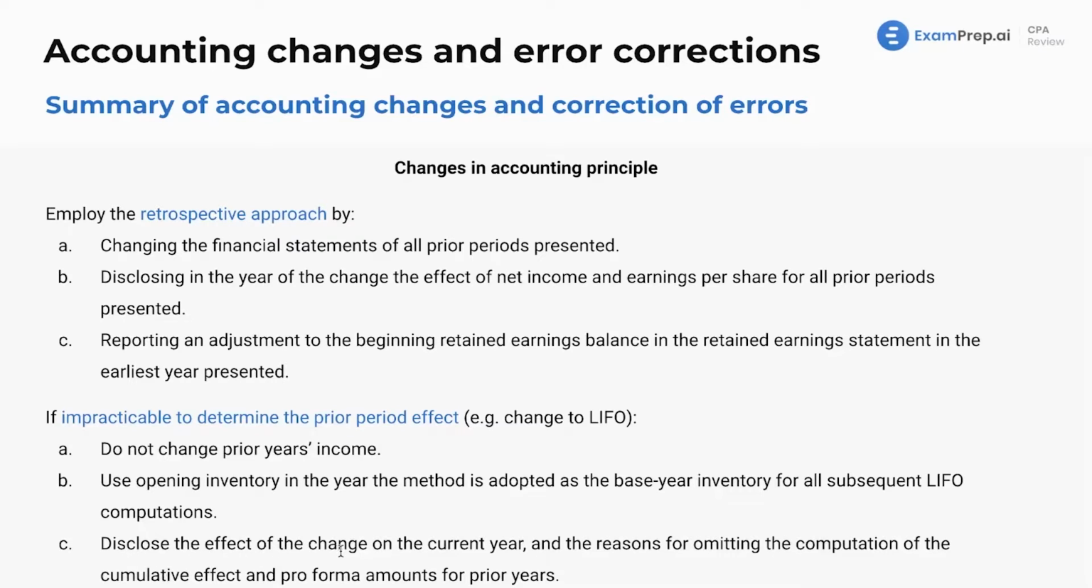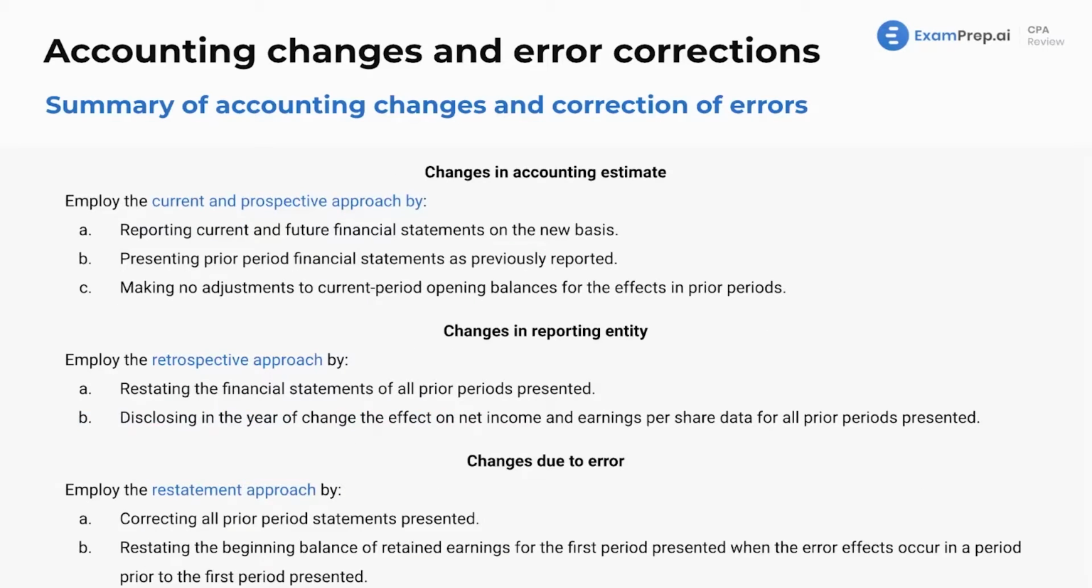Disclose the effect of the change on the current year and the reasons for omitting the computation of the cumulative effect and the pro forma amounts for prior years. There's some items there if it doesn't make sense to do it.